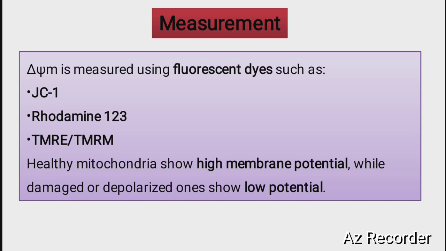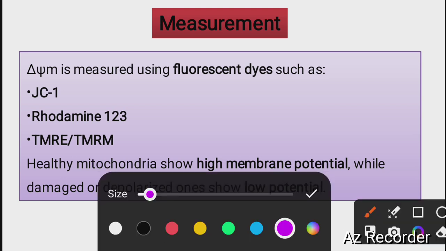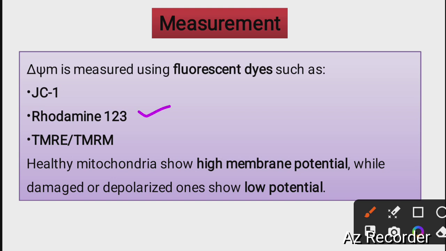And coming to the rhodamine, sorry, coming to the TMRE, that is tetramethyl rhodamine ethyl ester. So the mechanism: TMRE is a cationic dye that accumulates in healthy polarized mitochondria. It will produce orange fluorescence. When mitochondrial depolarization occurs, TMRE is released due to loss of membrane potential, resulting in decreased fluorescence, right?